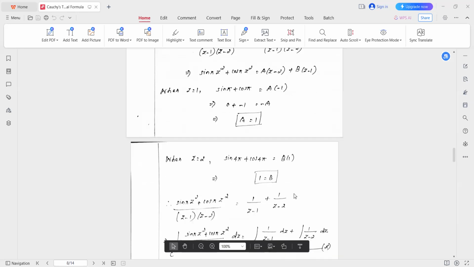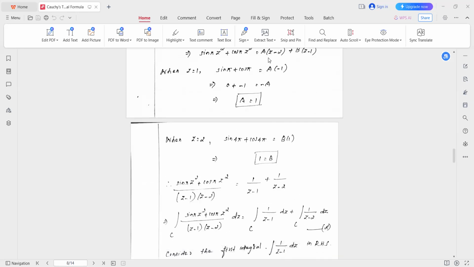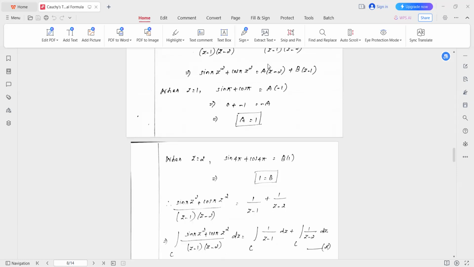So now we find the value of B. When we substitute 2 in the place of z, 2 − 2 will become 0. We get the value of B.